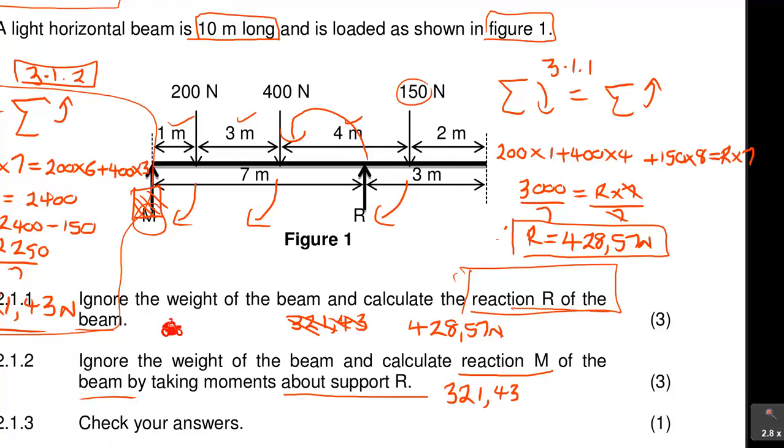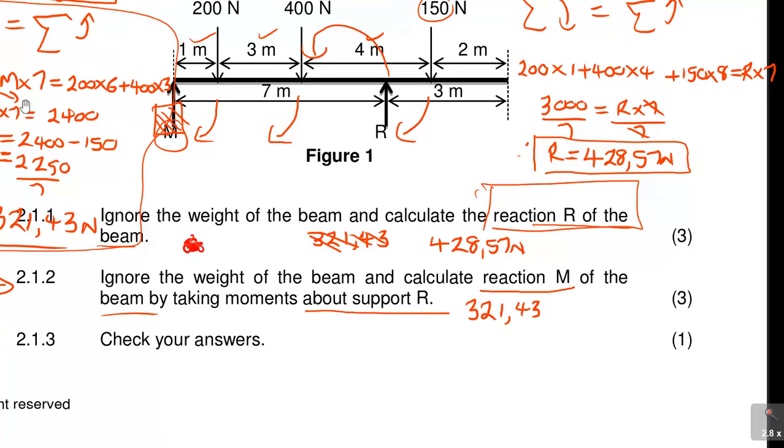And then look at the last question there. It says I need to check my answers. See, now that is where some questions say check your answers. When you check your answers, you are saying the sum of upward forces is equal to the sum of the downward forces. That's what we're saying. So all forces that are facing up, it's M and R.